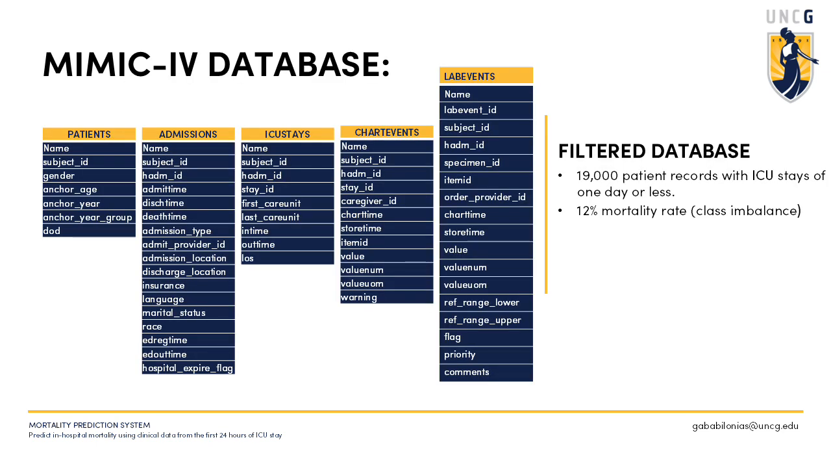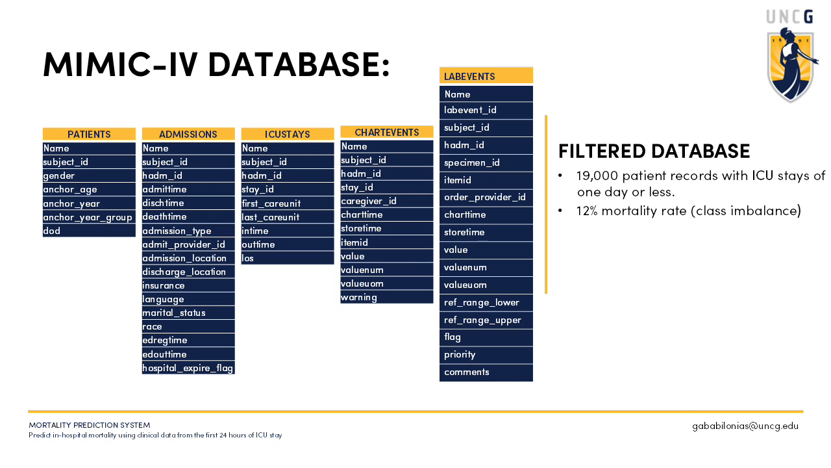Let me walk you through our data sources. MIMIC-IV database. This is a freely accessible critical care database from Beth Israel Deaconess Medical Center. It contains de-identified health data from over 300,000 ICU patients. For this project, we're using 4 key tables.